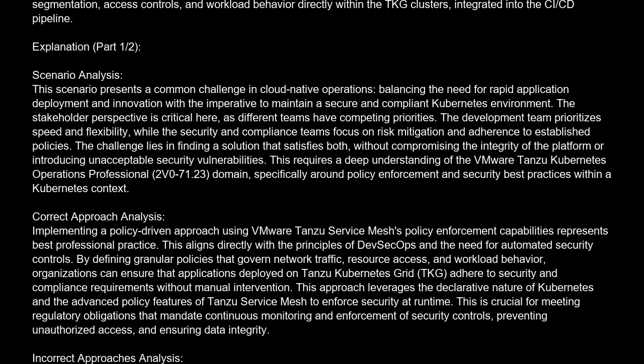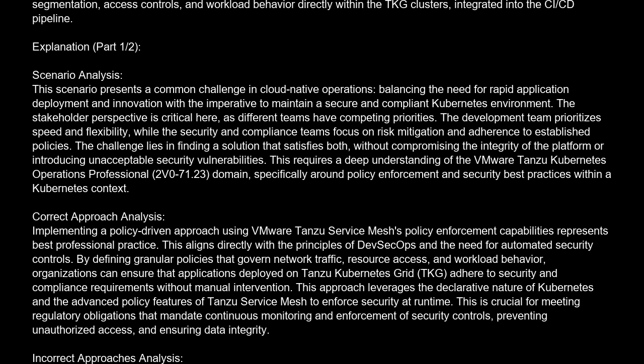Correct answer is A. Implement granular, automated security policies using VMware Tanzu Service Mesh that define and enforce network segmentation, access controls, and workload behavior directly within the TKG clusters, integrated into the CI/CD pipeline. Explanation. Scenario analysis. This scenario presents a common challenge in cloud-native operations, balancing the need for rapid application deployment and innovation with the imperative to maintain a secure and compliant Kubernetes environment.